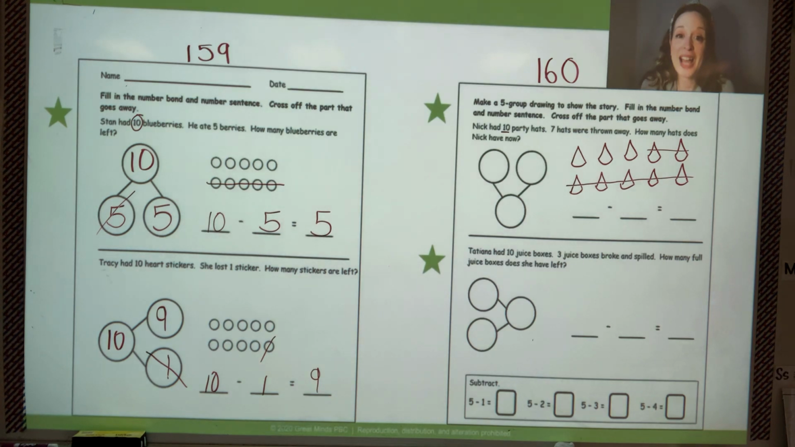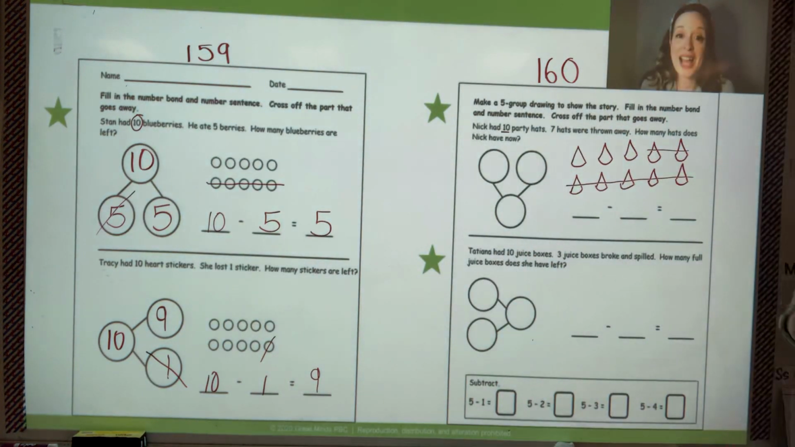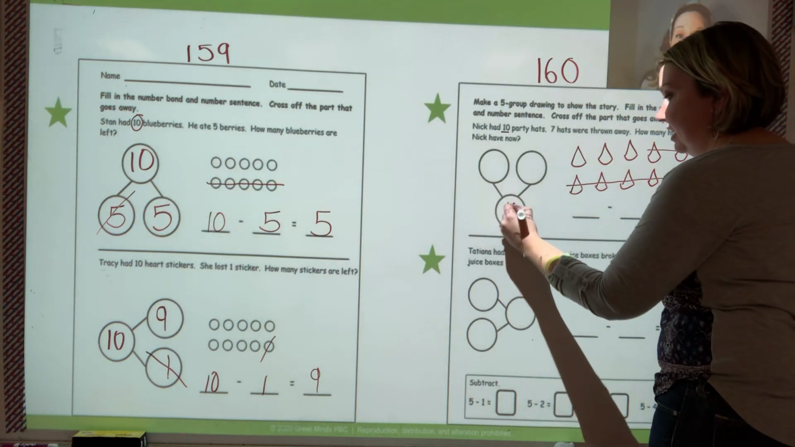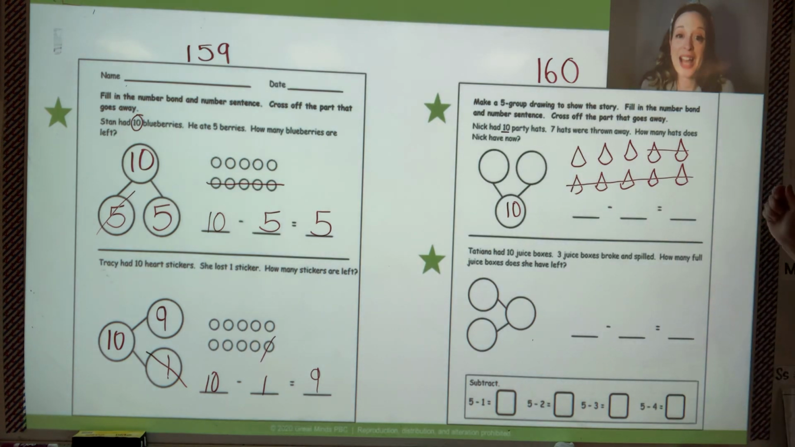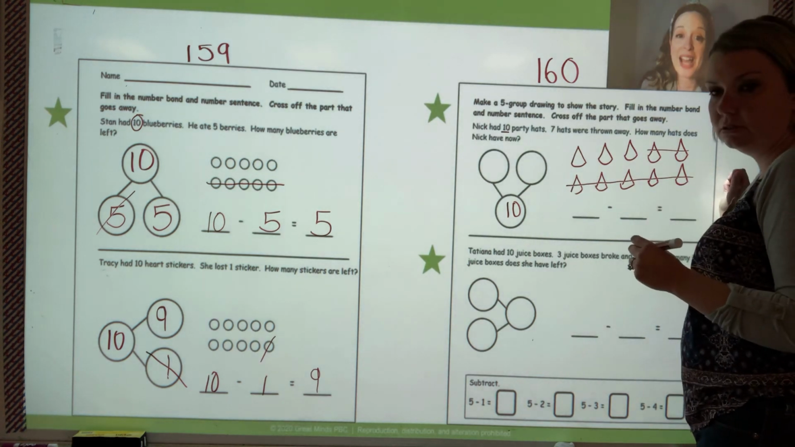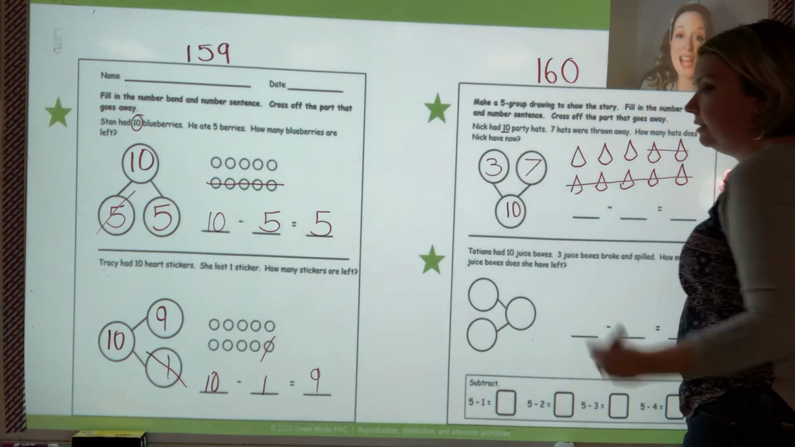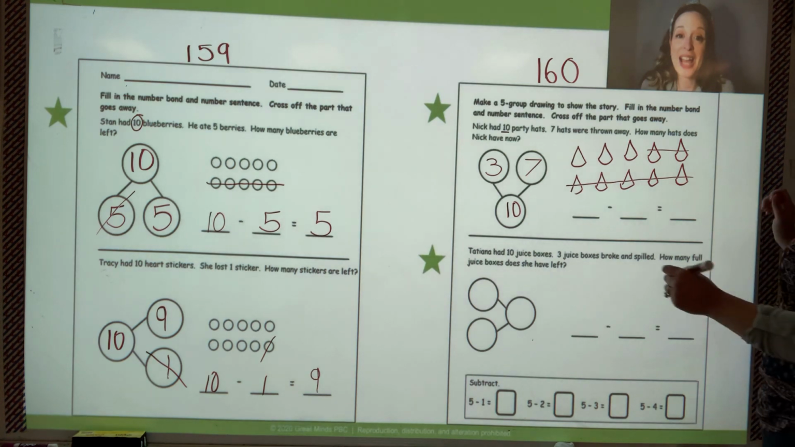I want to try to call on some different friends. Can you help me fill in my number bond? What goes in the hole? 10. Because that's how many I had all together. Now, what are my 2 parts? 3 and 7. What's the part that I need to show that went away? 3 or 7? 7. Yes.